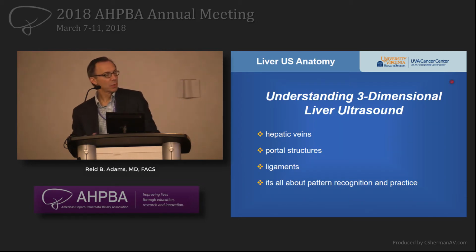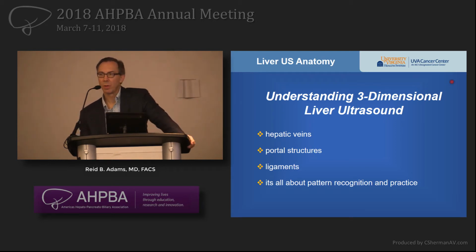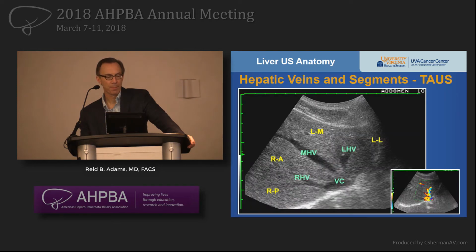This next portion, we're going to talk about these vascular structures and the intrahepatic structures and how we can use them to distinguish the different anatomic areas of the liver. The last piece that I have here is that really this is all about pattern recognition. The only way to learn this is to look at a lot of pictures and do a lot of ultrasound. And once you understand the relationships and how they look, you'll find that this becomes pretty straightforward.